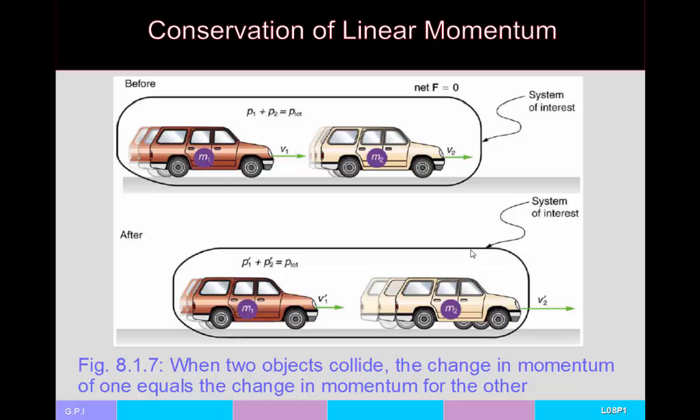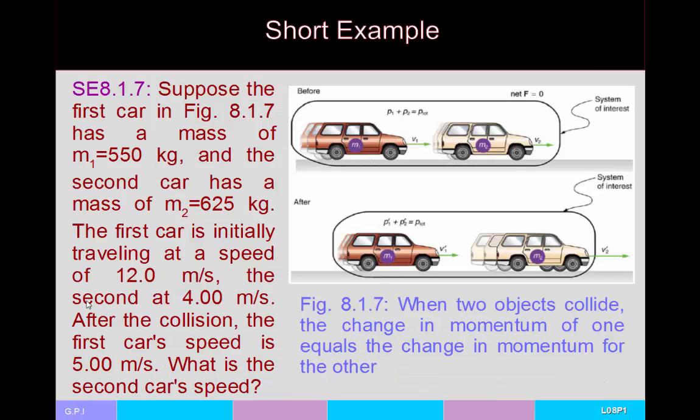So beware of that when defining your system of interest. You have to make sure that there are no net external forces, or if there is a net external force, then that net external force is going to result in a change in momentum for the system. Let's look at an example of this. So we take the two crossover SUVs, these two vehicles that were on the previous slide, and let's give them some actual masses and initial speeds.